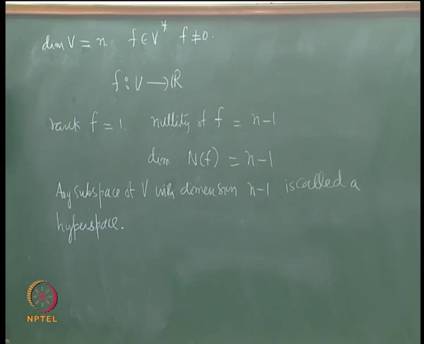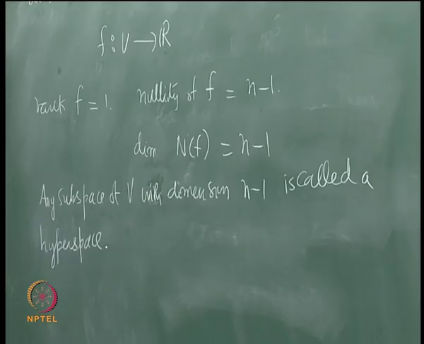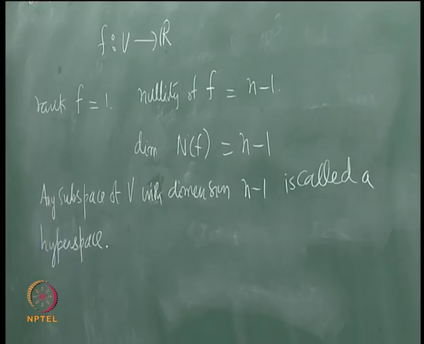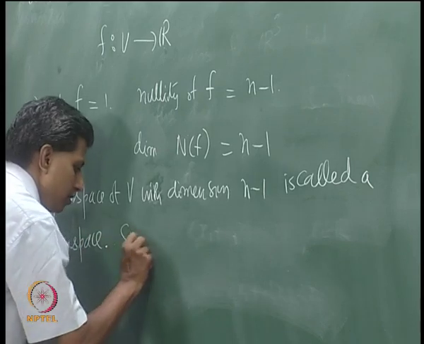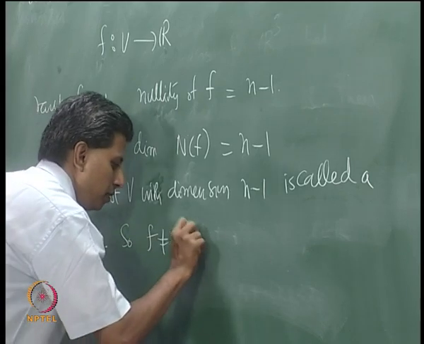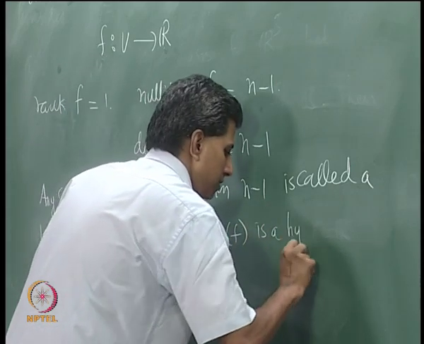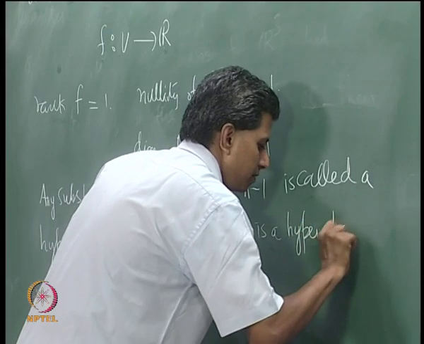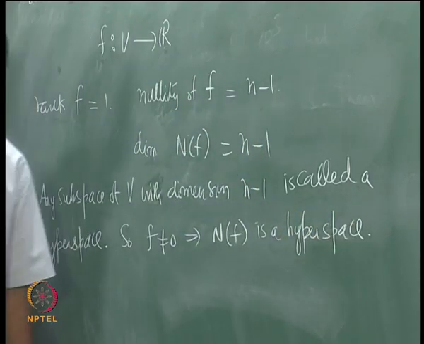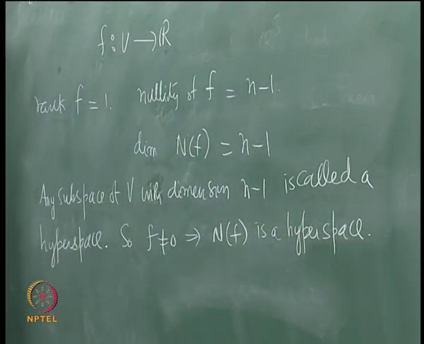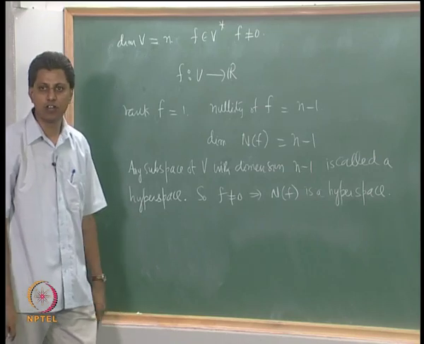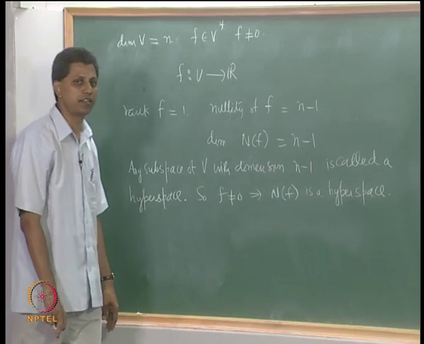So what follows is that if f is a non-zero linear functional, then null space is a hyperspace. So f not equal to 0 implies null space of f is a hyperspace of V. The question is whether the converse is true. This is what we will try to answer.